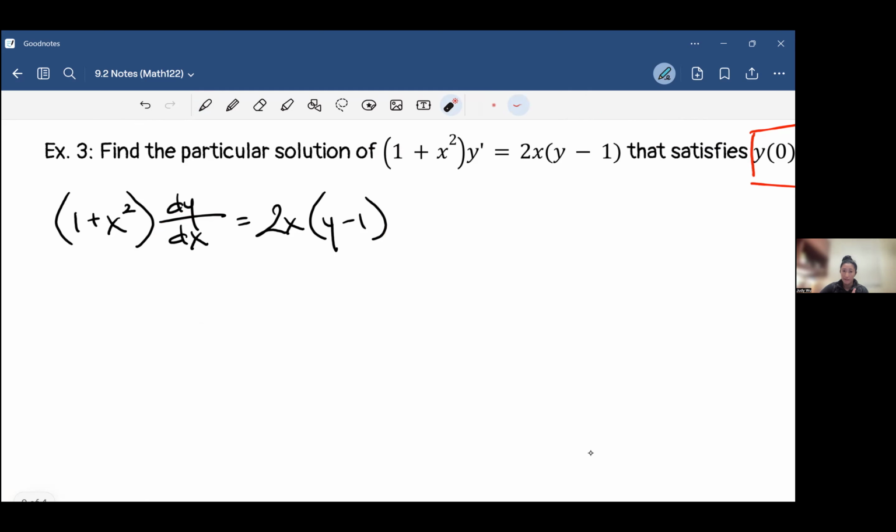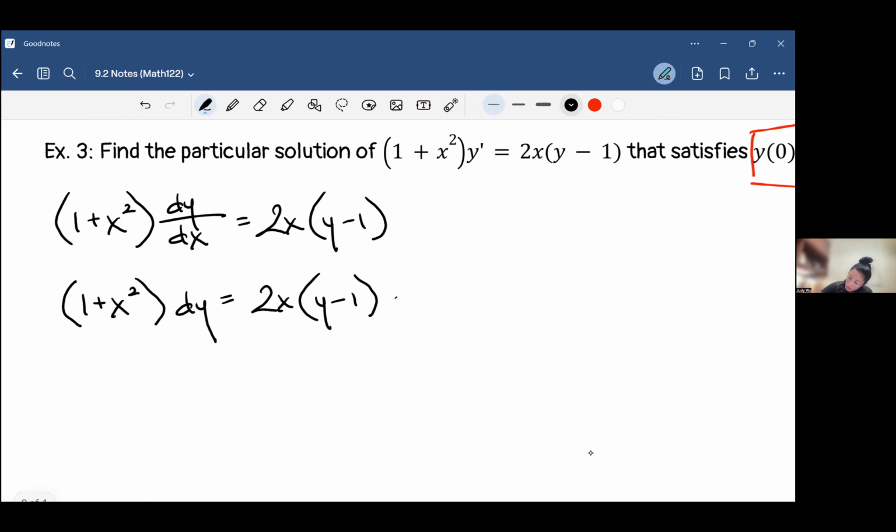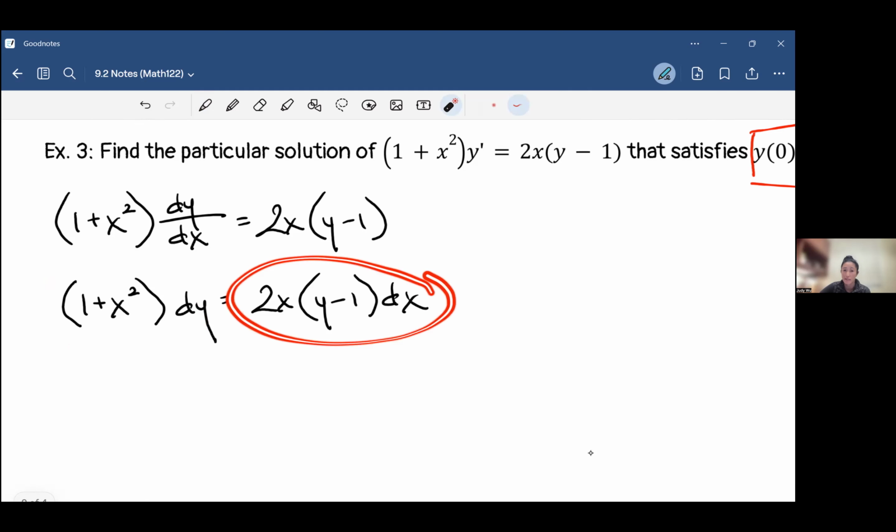And then let's write that out and then let's see what comes next. Okay, so (1 + x²) dy = 2x(y − 1) dx. Now I still have some x's and y's on the left, and I have x's and y's on the right. So I still need to separate; all of my x's need to be on one side and all of my y's need to be on the other.